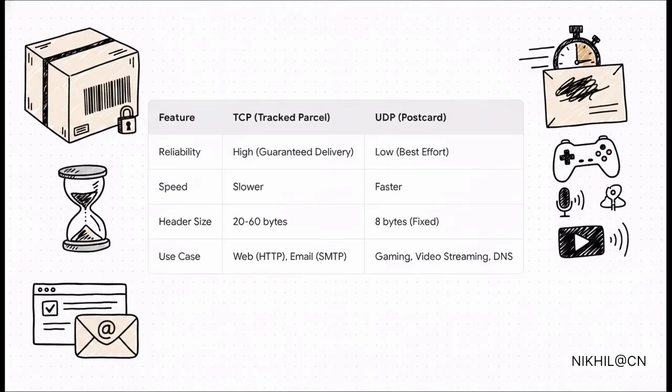So here it is, the final showdown. TCP, our tracked parcel, gives you that high reliability, but it's a bit slower because of all its safety checks. It's perfect for things where every bit of data is absolutely critical, like loading a web page or sending an email. Then you have UDP, the postcard. It's way faster but offers a best effort delivery. This makes it the champion for real-time stuff like online gaming, voice calls, and video streaming, where speed is king and a lost packet here or there is no big deal.